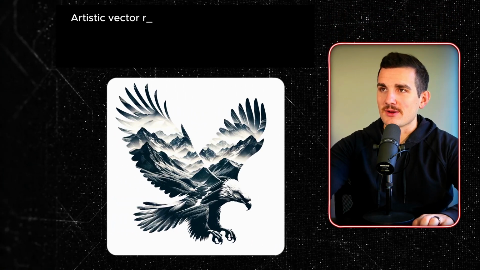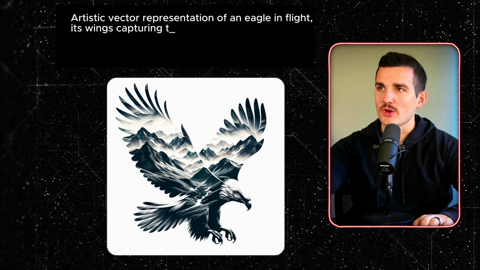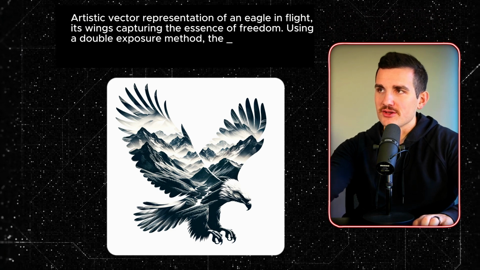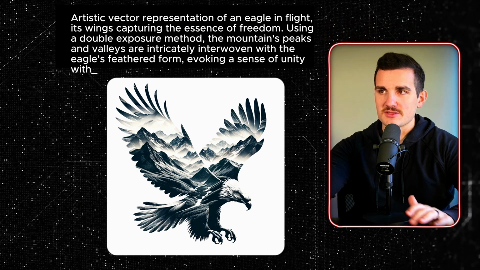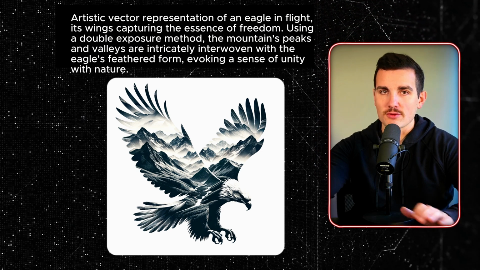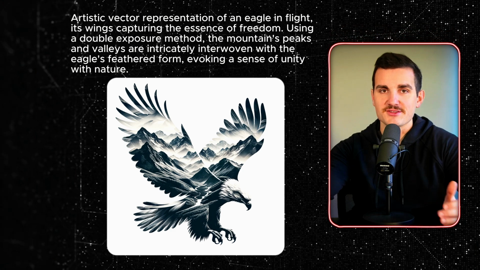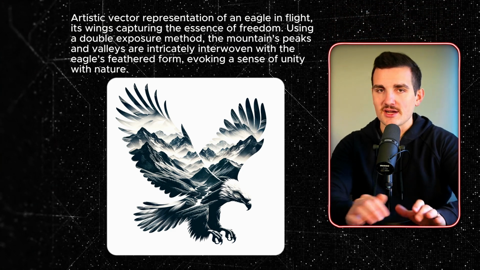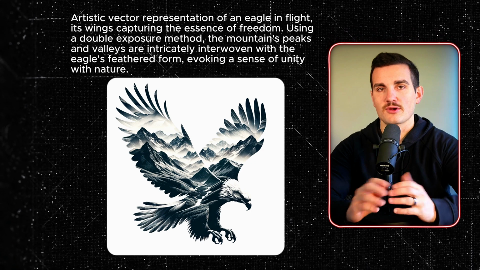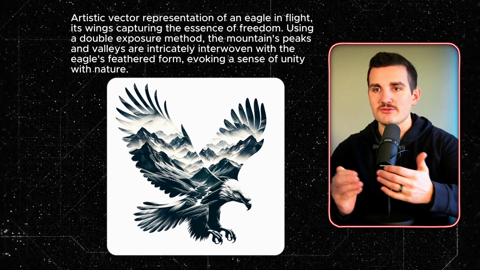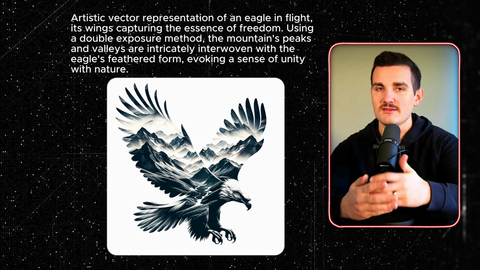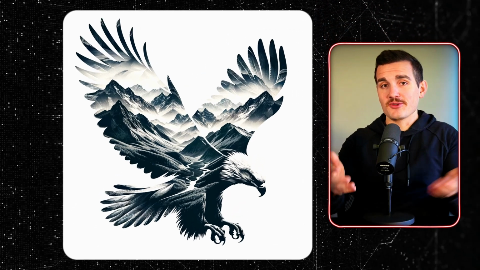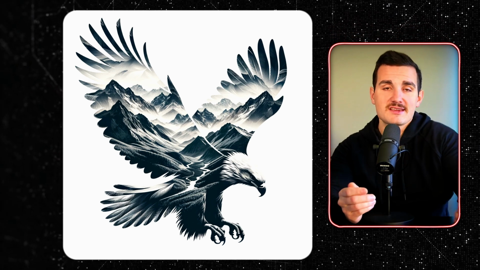For design 7, we have an artistic vector representation of an eagle in flight, its wings capturing the essence of freedom using a double exposure method. This design is one of my favorites because of how it's able to overlay an eagle with the mountain and nature landscape. This is a style that's worked extremely well on our print-on-demand sites because it's able to combine multiple interests that people may have in a way that feels uniquely them. And that gets people to stop scrolling and really strikes them as something unique that they haven't seen before.